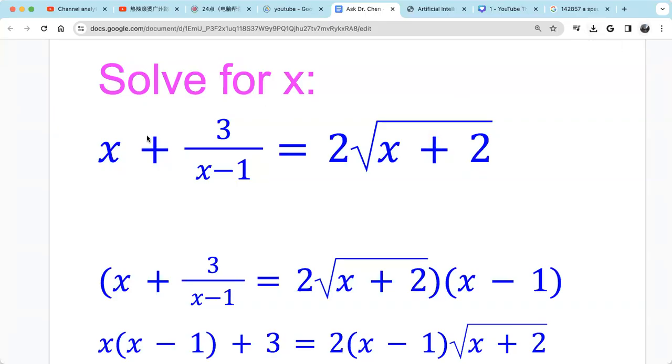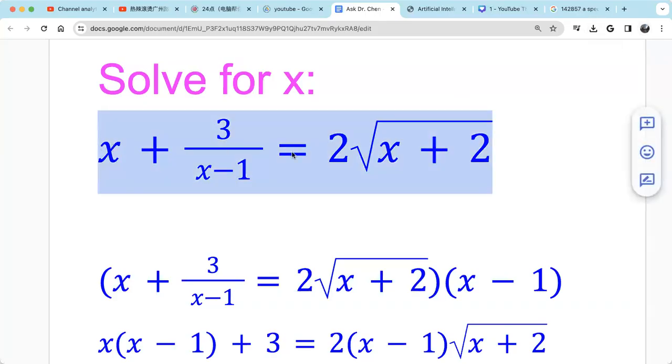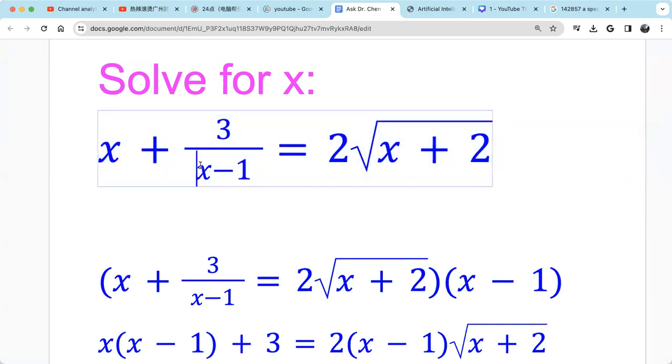Okay, let's see this question. We want to solve for x for this given equation. So we have the first term linear, second term rational, and the term on the right-hand side to be square root. So what do we do? Probably want to get rid of this denominator first, right? x minus 1.